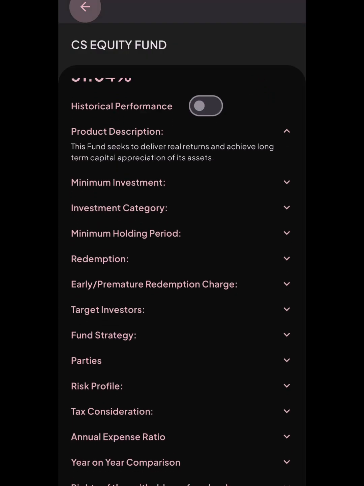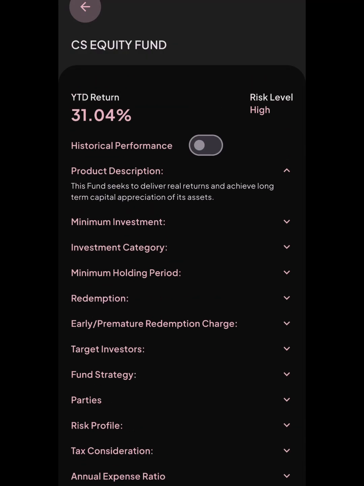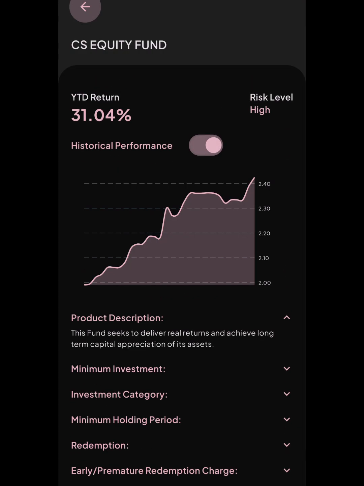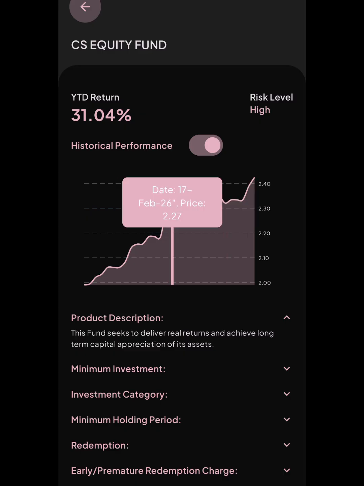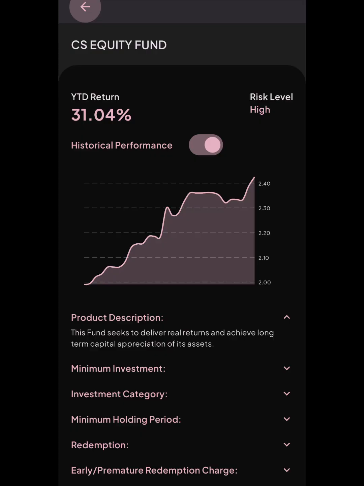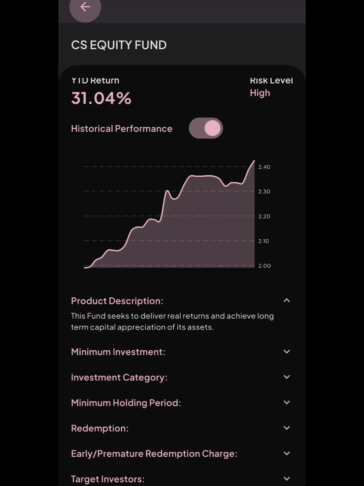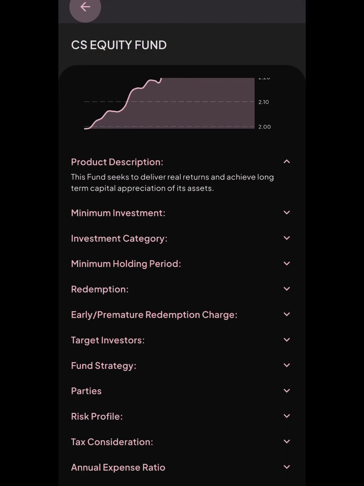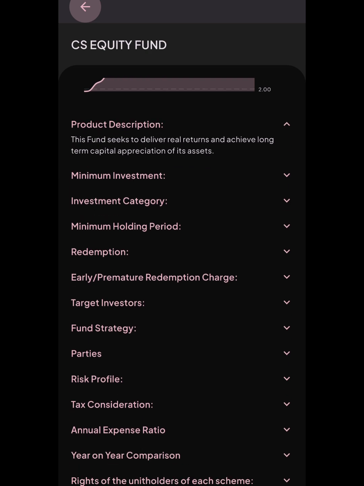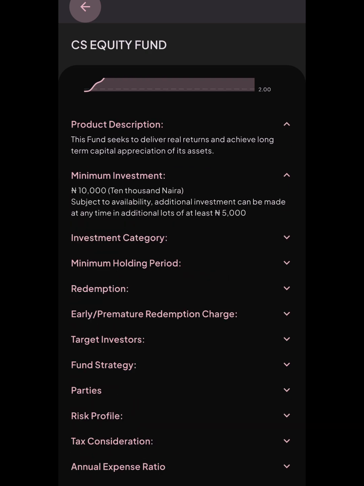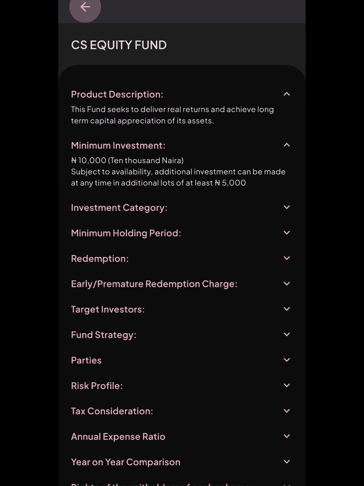So I am here now. I'm going to toggle historical performance. As you can see, it's been going up historically. If you hover your hand on it, you see what year it reached a particular level. Again, it's high risk. This is the detail about the mutual fund. This fund seeks to deliver real returns and so on. The minimum investment you can invest is 10,000 naira, subject to availability.